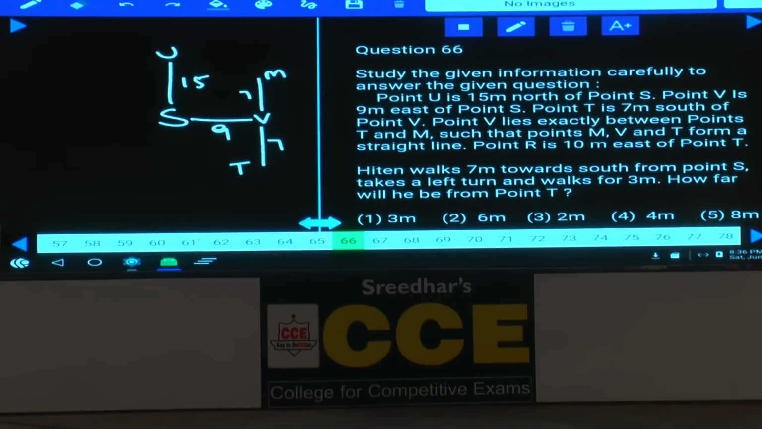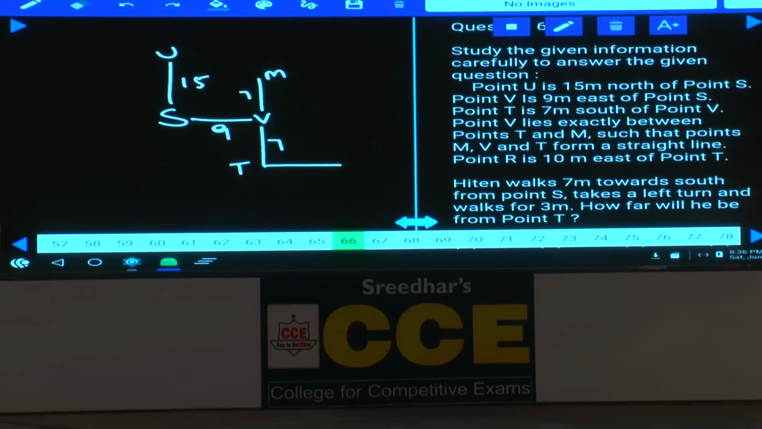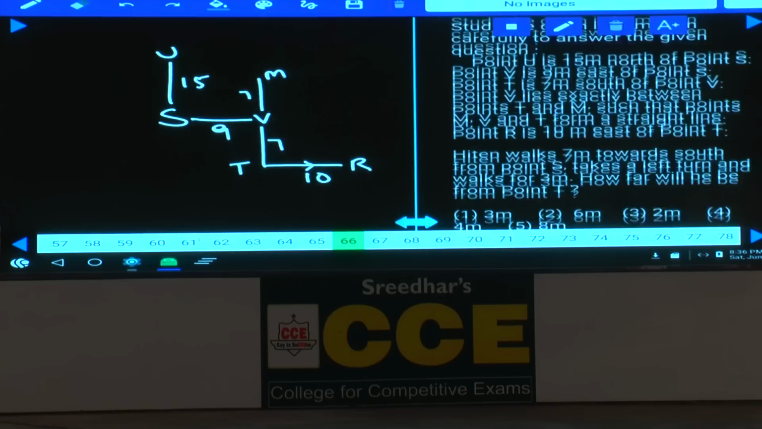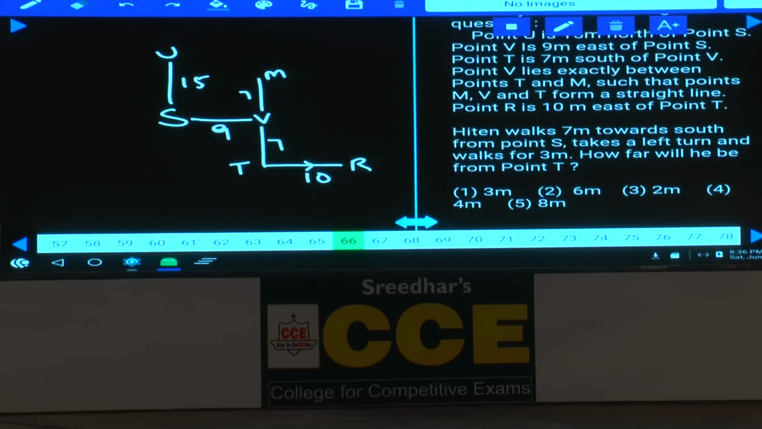R is 10 meters east of T. From T, R will be somewhere here, which is 10 meters. Now this is the diagram. Then Hithen walks 7 meters south from point S, which means this person has reached this place, and takes a left turn and walks for 3 meters. How far will he be from point T?